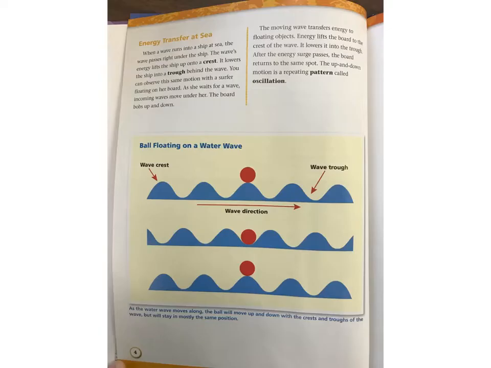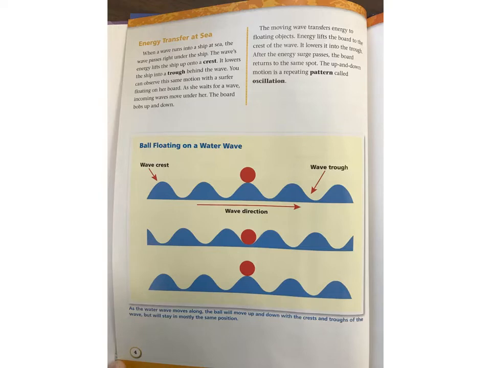Energy transfer at sea. When a wave runs into a ship at sea, the wave passes right under the ship. The wave's energy lifts the ship up onto a crest. It lowers the ship into a trough behind the wave. You can observe this same motion with a surfer floating on her board. As she waits for a wave, incoming waves move under her. The board bobs up and down.